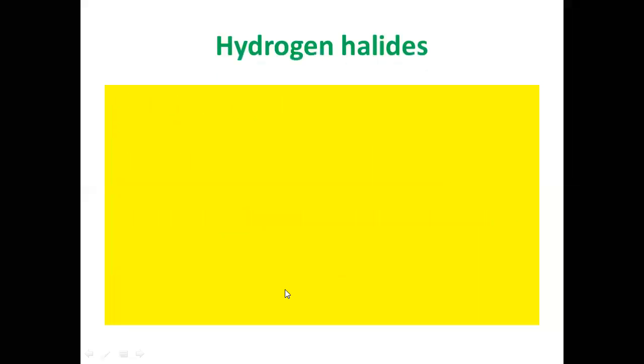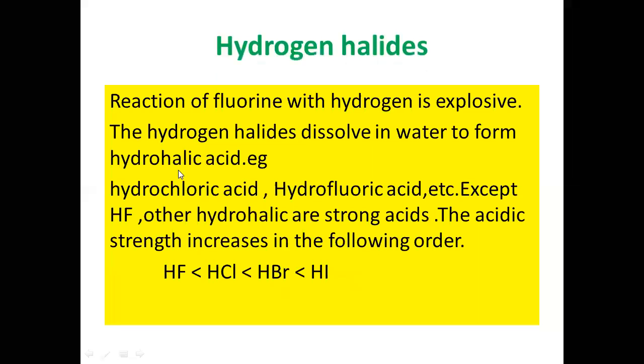Hydrogen halides, what are hydrogen halides? The reaction of halogens with hydrogen to form acids, or hydrohalic acids, gives compounds called hydrogen halides. So the hydrogen halides dissolve in water to form hydrohalic acid. If hydrogen reacts with chlorine, it will form hydrochloric acid. With fluorine, hydrofluoric acid.